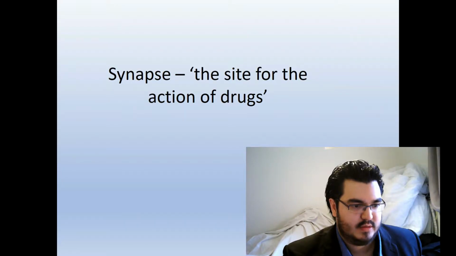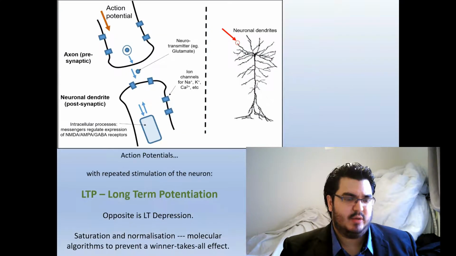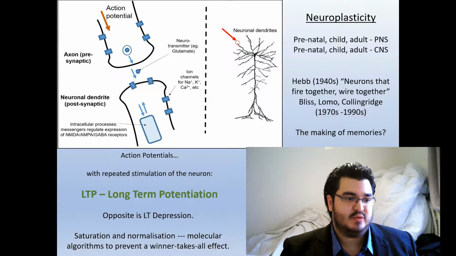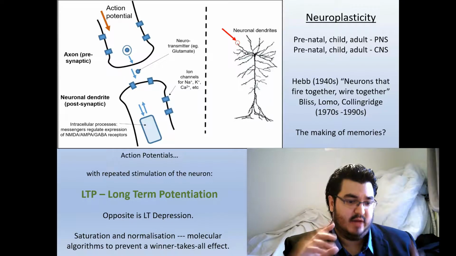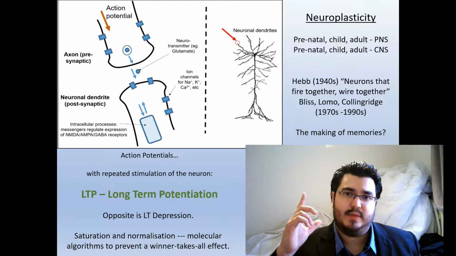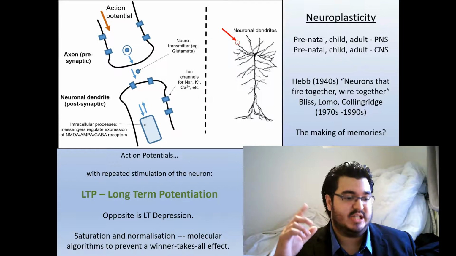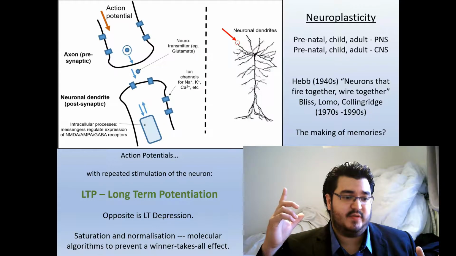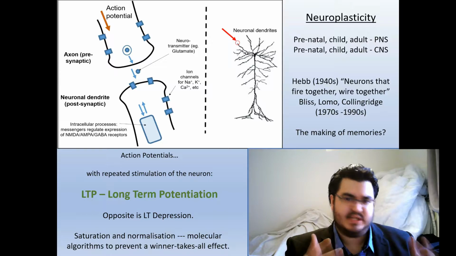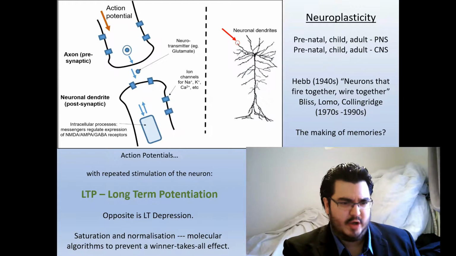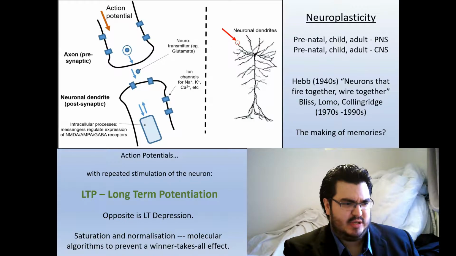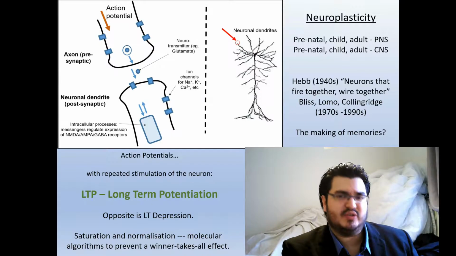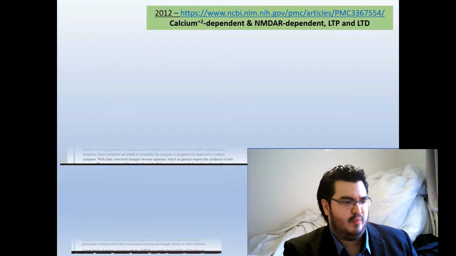That you should know. The synapse is the site of drug action. So there you have it. We have the synapse, we have action potentials, and the other important thing is you have to know about long-term potentiation, which is essentially when you get repeated stimulation of the neuron, you get that particular process. And the way it works, I don't think you need to know much about it for A level, except the fact that the calcium ions are involved. So I think I'll probably leave it at that.